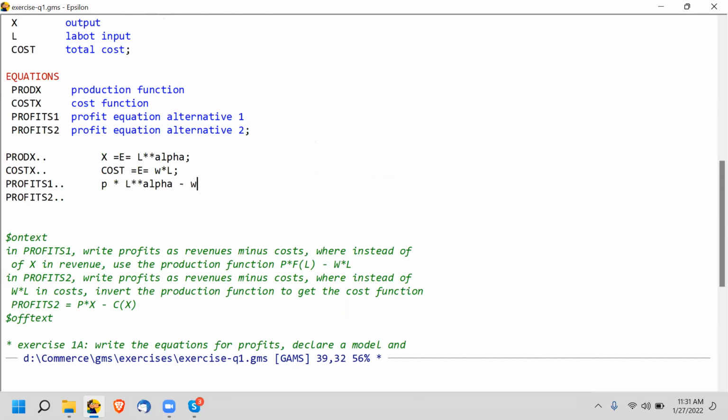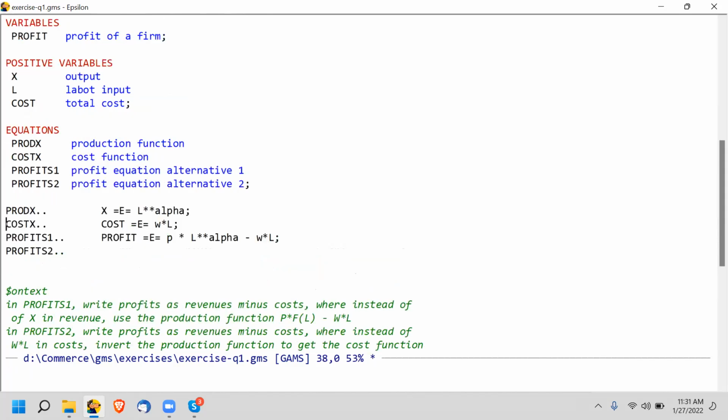Minus W times L, that's right? So that's the first one. Yes. And that says profit is equal to... I have to remember the names here. I apologize for jumping around, I'm looking back and forth.